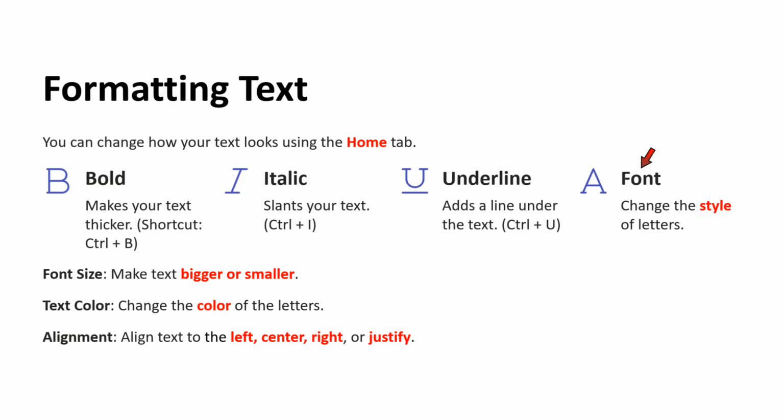Font changes the style of the letters. Font size makes text bigger or smaller. Text color changes the color of the letters. Alignment aligns text to the left, center, right or justify.